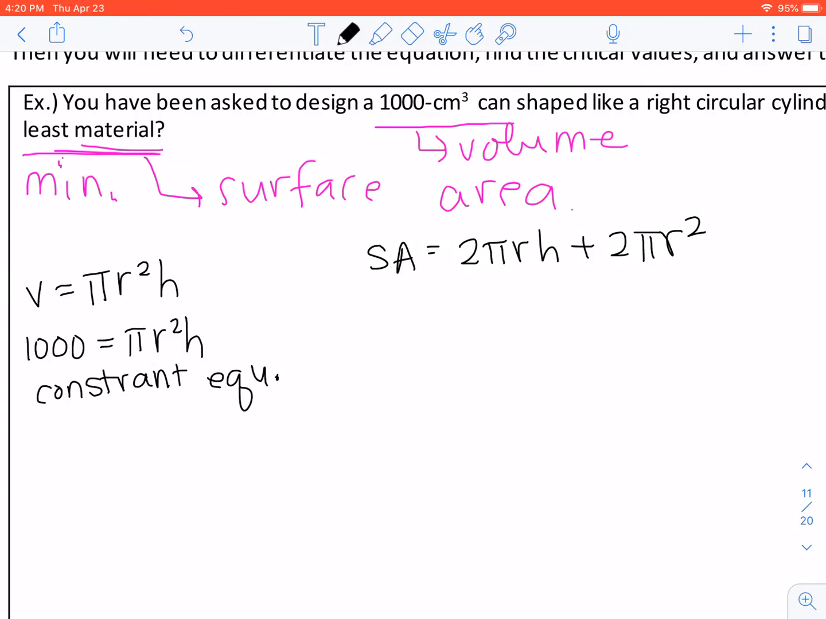And so we want to minimize our surface area. It says with the least amount of material, so I want to use the least amount of material to make that can. So up there in the directions it says that you are going to use to plug into the first equation so that there's only one variable, and that's what the constraint equation is going to do. So we are going to go ahead and solve our constraint equation for one of the variables. I'm going to solve for h, and I have 1,000 divided by pi r squared, and I'm going to substitute this into my surface area formula that we have up here.